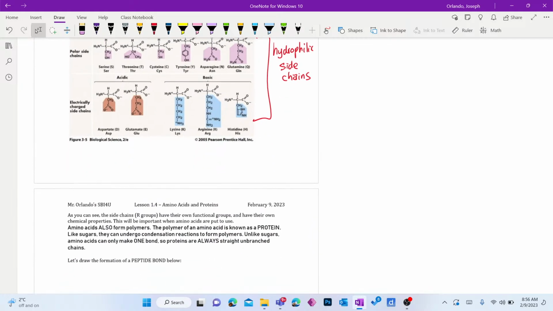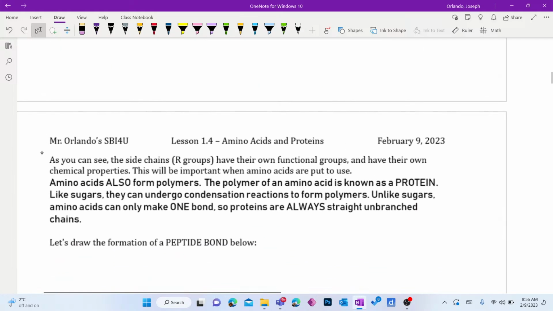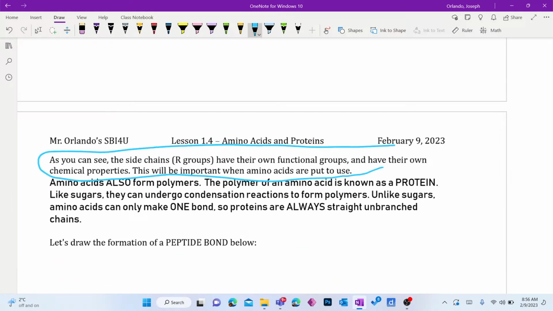Okay, so as you can see, and sorry, this here should have been on the previous page. Something got weird here as I ported this to my new font set this year. But as you can see, the side chains, the R groups, have their own functional groups, and they have their own chemical properties. This will be important when amino acids are put to use.